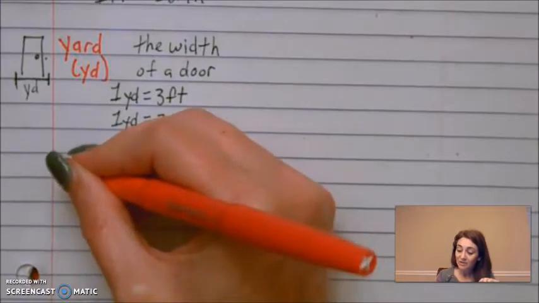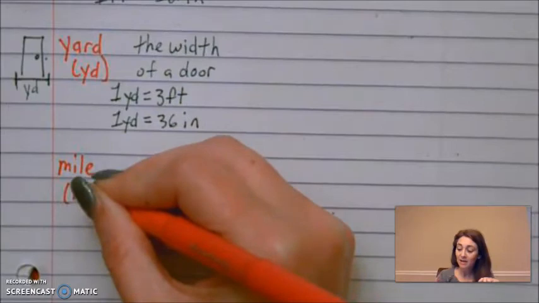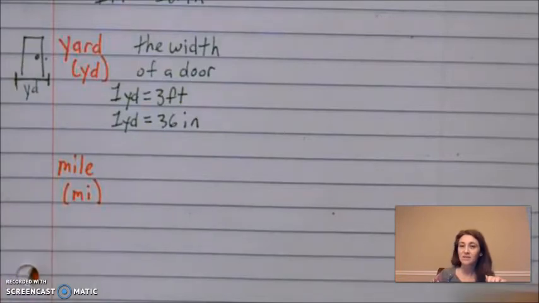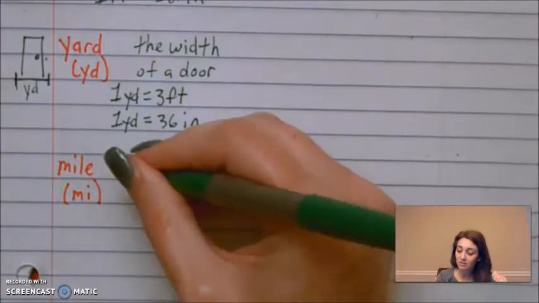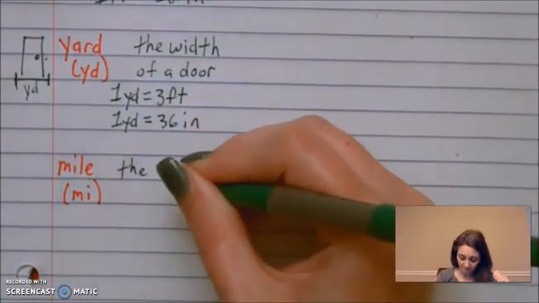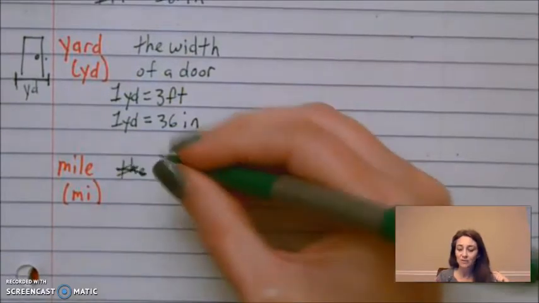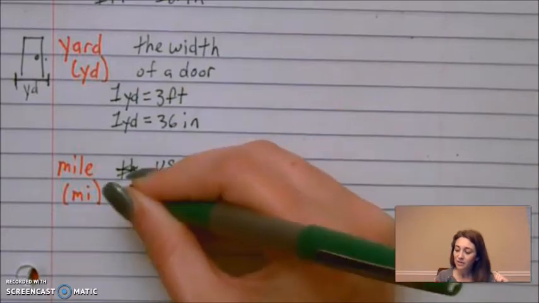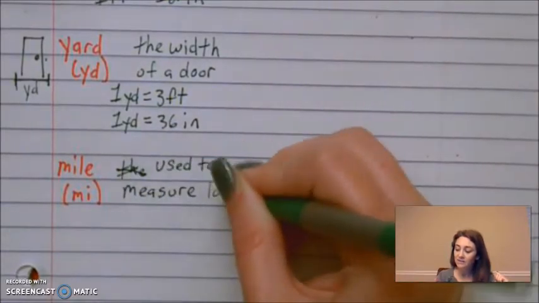So mile is our last unit. The abbreviation for mile is MI. Miles are used to measure long distances. The distance from your house to the school or your house to Walmart. Don't write the... I did, you don't. Used to measure long distances.